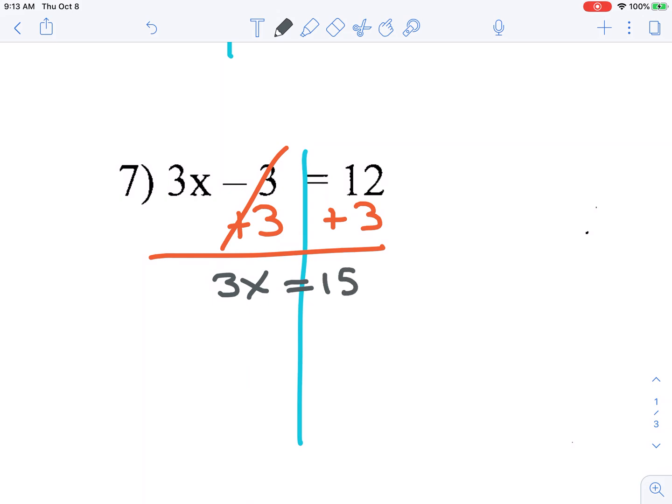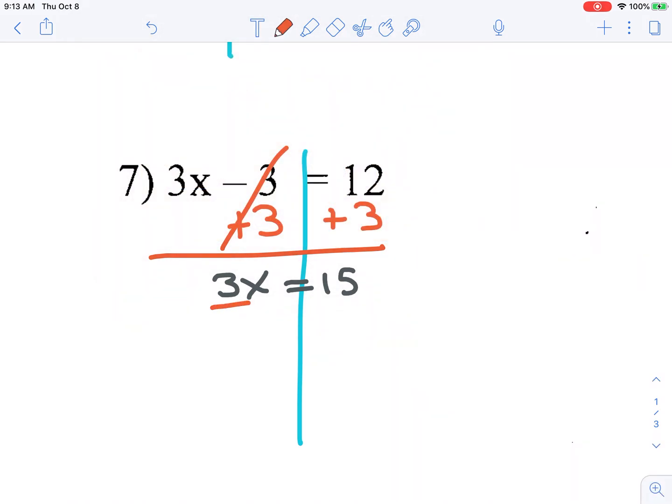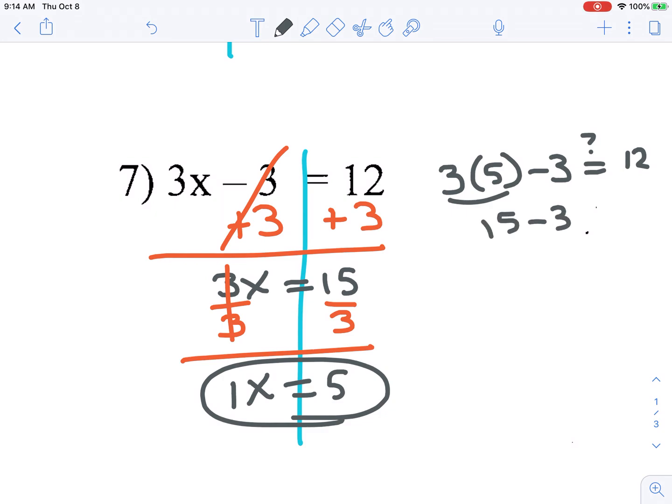And now it's like that last problem we just did. It's 3 times x, so I'm going to divide both sides by 3. And those cancel out, and actually they cancel out to be 1. We just don't usually write the 1 in front, but we could. And 15 divided by 3 is 5, so my answer should be 5. I can check it back up here. I'm going to do 3 times 5 minus 3. Does it equal 12? 3 times 5 is 15. 15 take away 3 is 12, so it works.